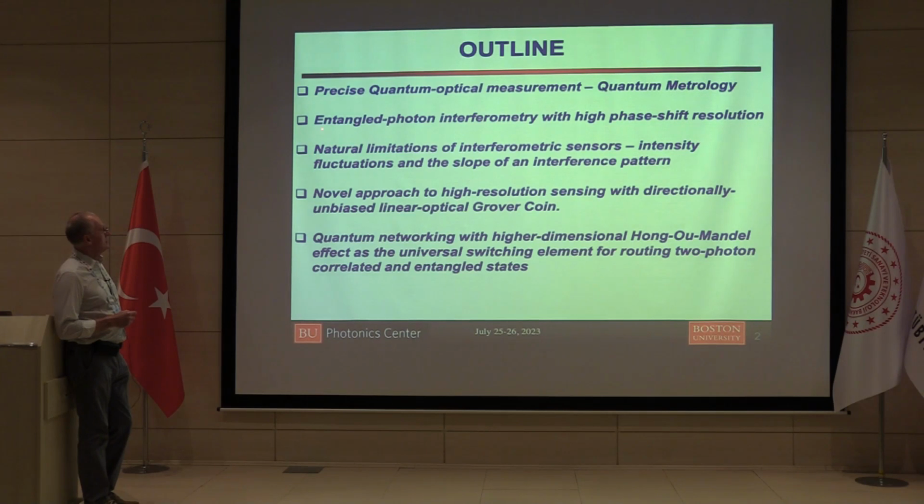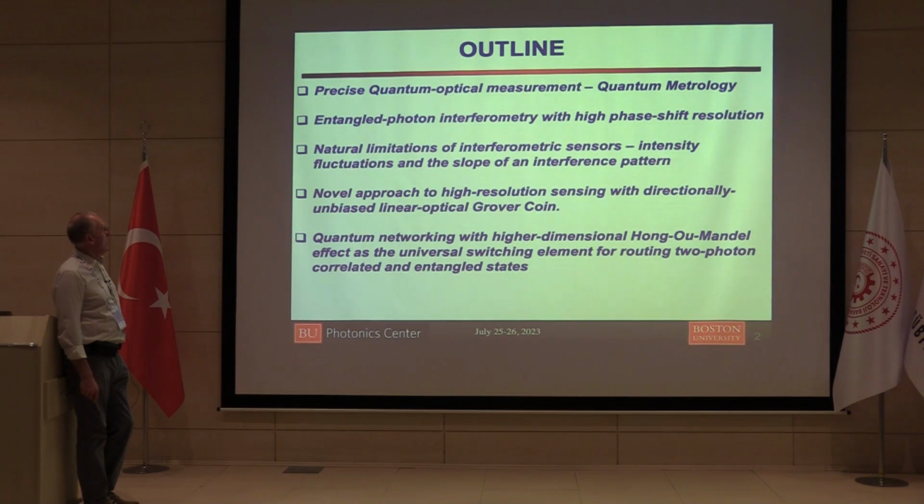I'll talk about it in terms of quantum measurement. It's entangled photon interferometry with high phase shift resolution. For the first one, quantum optical measurement, quantum metrology, you do not always need entanglement. Sometimes just non-classical optical states are enough. But if you have entangled photons, you can have some extra additional features that you can use, and I'll show you that.